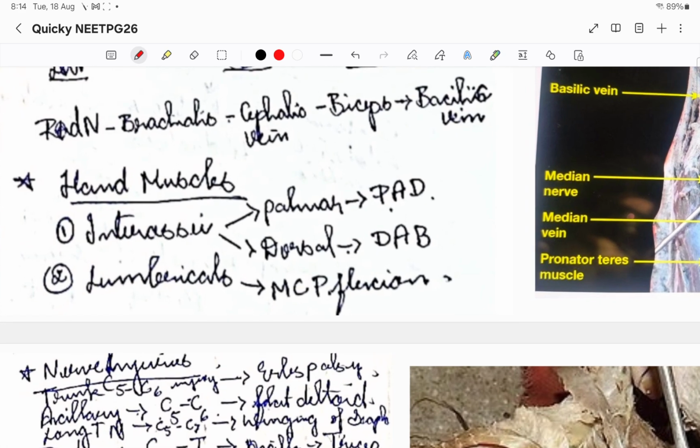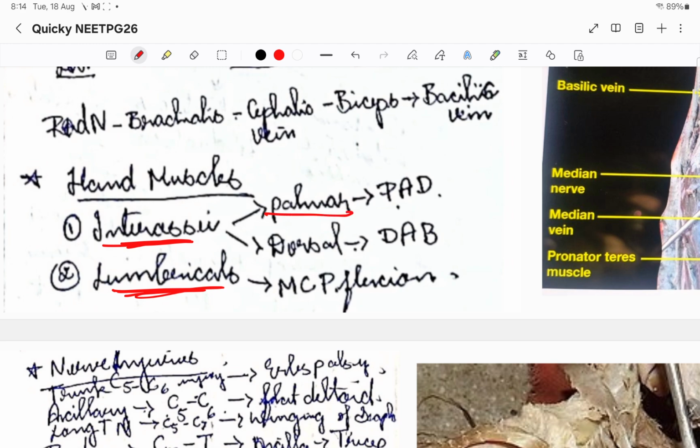From the hand muscles, we have two types of muscles. One is the interossei muscles, the other is the lumbricals. The interossei are divided into two parts, palmar interossei and dorsal interossei. All you need to remember is PAD and DAB. If someone asks you about the hand, the first thing that has to come to your mind is PAD and DAB. PAD: palmar interossei adduct the fingers, whereas dorsal interossei abduct the fingers.